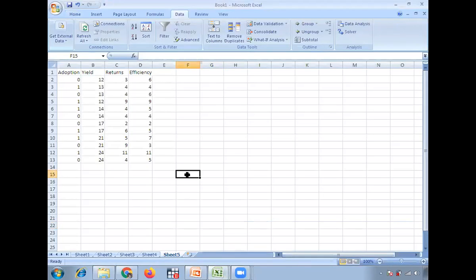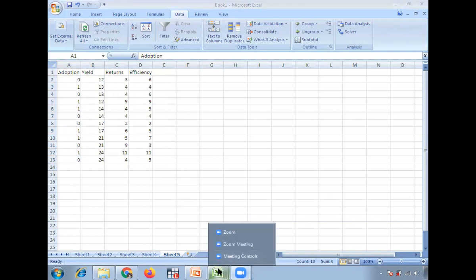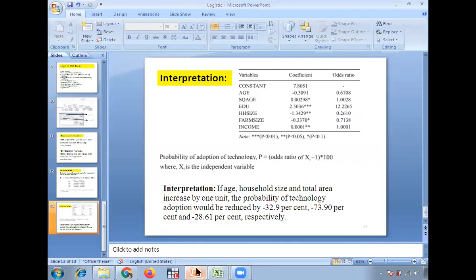Okay, fine. Here we have the different variable, adoption of technology. And then we have the independent variables, right?